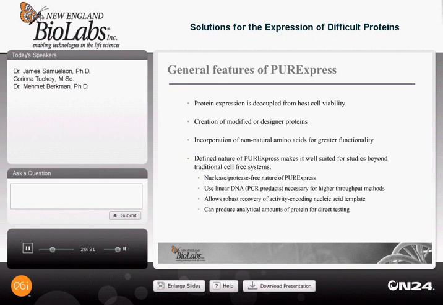Then the last point I want to make here, and a very convenient point for PURExpress, is that you can produce analytical amounts of protein for direct testing right from the reaction. And these tests can involve things like protein-protein interactions and testing for enzymatic activity.